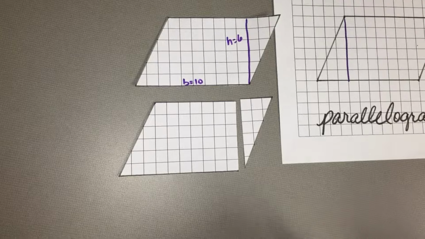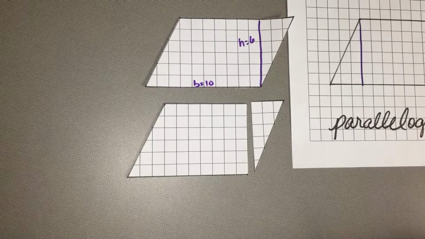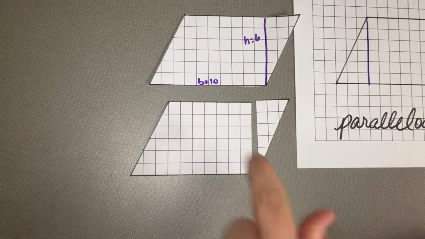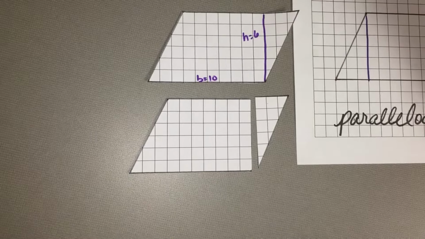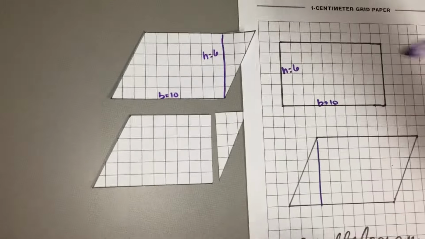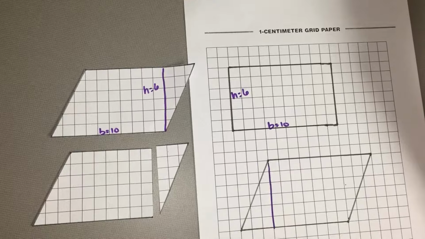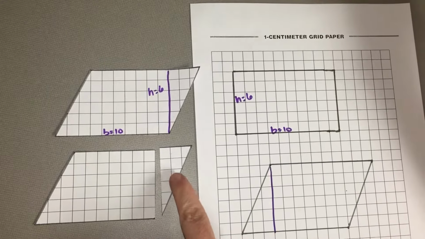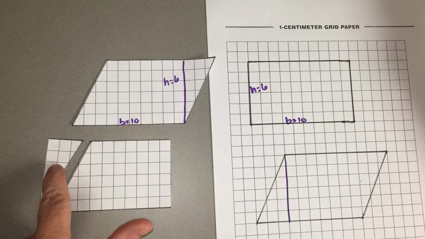Okay, so how can we make this parallelogram look like your rectangle right here? How can we do that? Well, that's actually pretty simple. You're just gonna take this and you're gonna rearrange this and move it right over here.